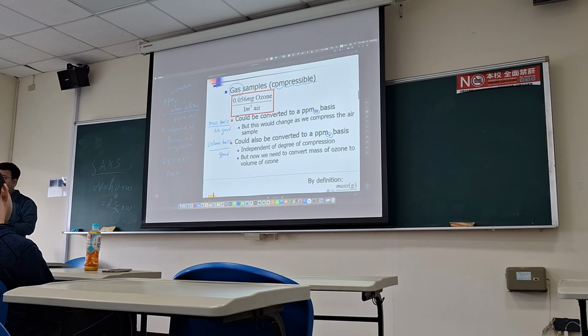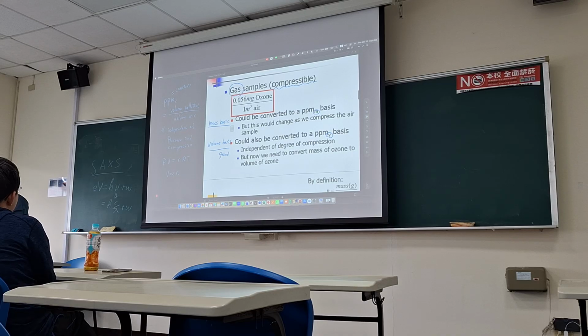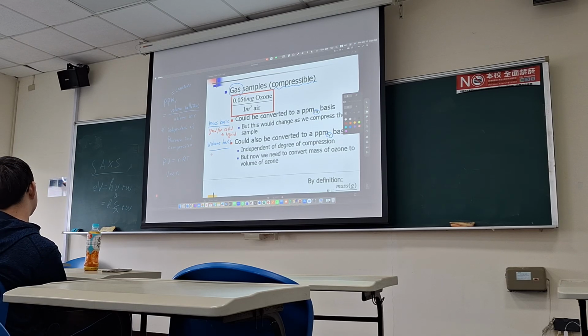Okay? Keep this one in mind. If you are dealing with a solid sample, maybe I just write down here. Usually mass basis is good for solid and liquid, and volume basis is good for gas. Okay? You understand? Everyone understand?